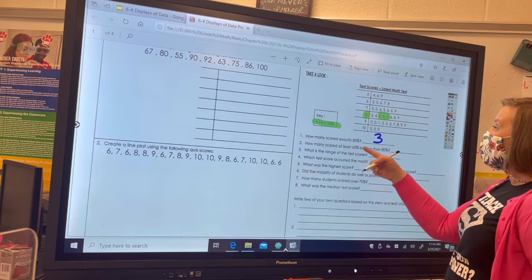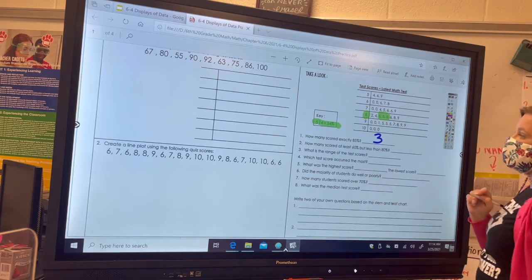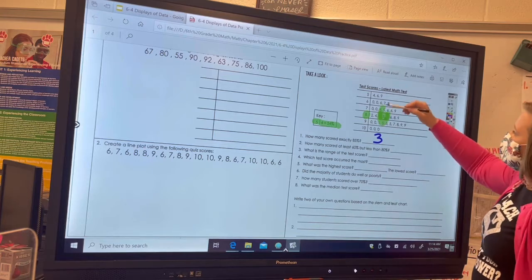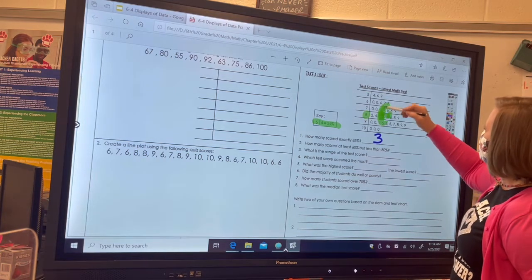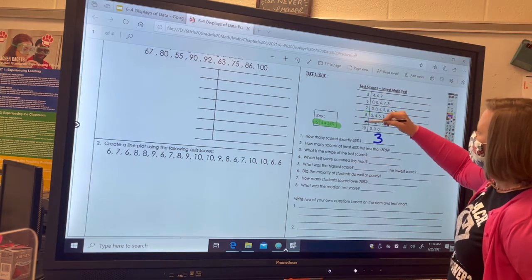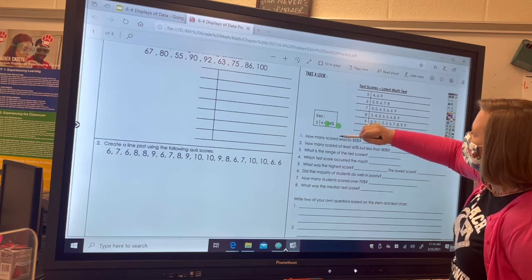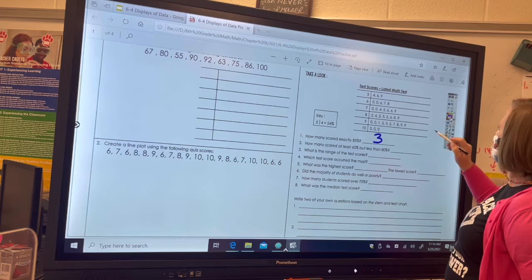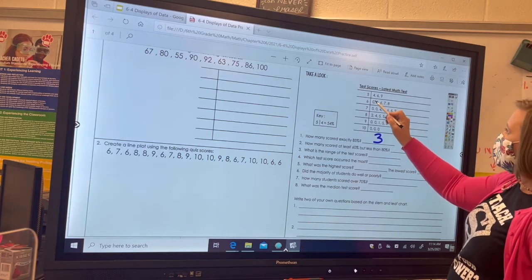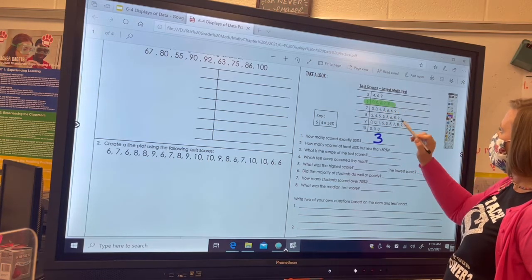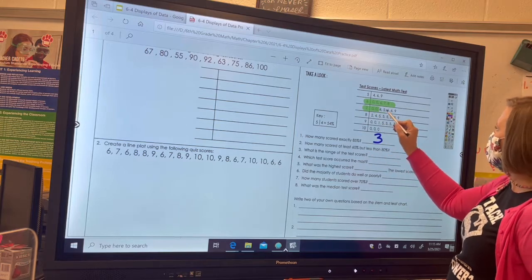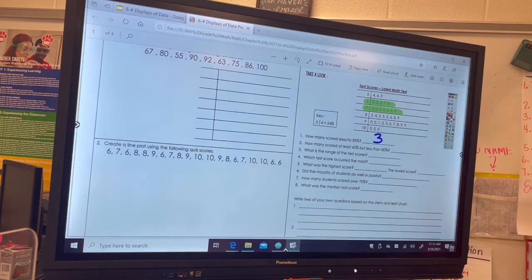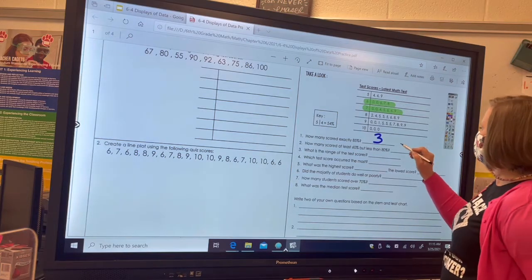How many scored at least 60%, but less than 80%? Let's erase this so I don't get confused. I need to be at least 60. So these will work, but less than 80. So those will work. So how many people is that? 12. Yay.